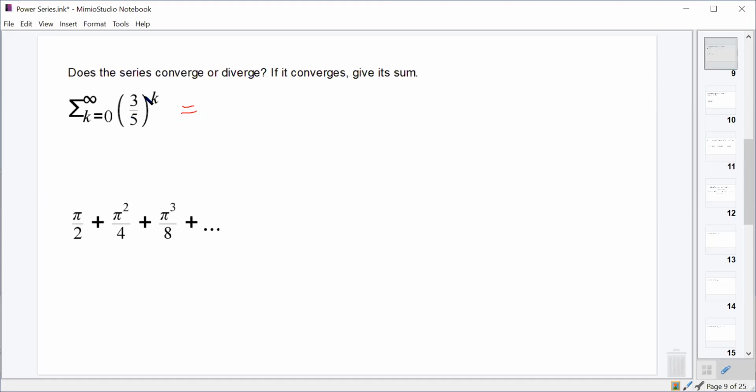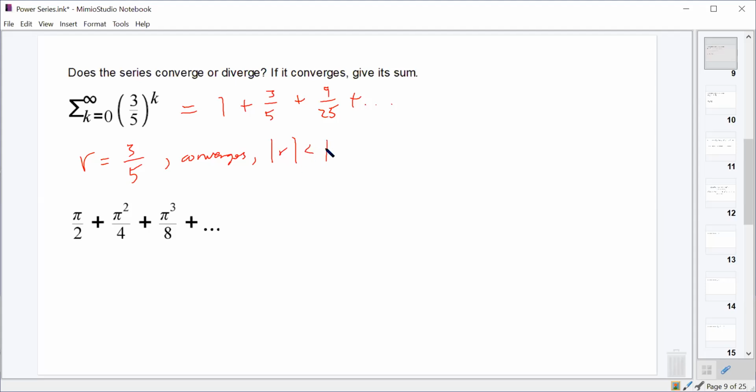It looks like 3/5 to the 0, which is 1, plus the next one would be 3/5 to the first, plus the next one would be 3/5 to the second, and so on, right? Forever. And what's the common ratio between the terms? R should equal 3/5. If R is 3/5, we know that it converges because the absolute value of R is less than 1.